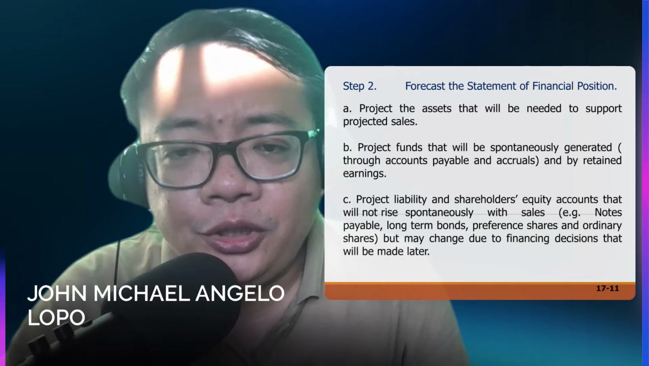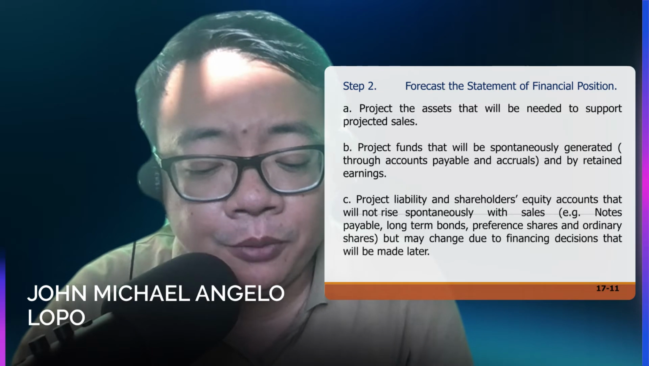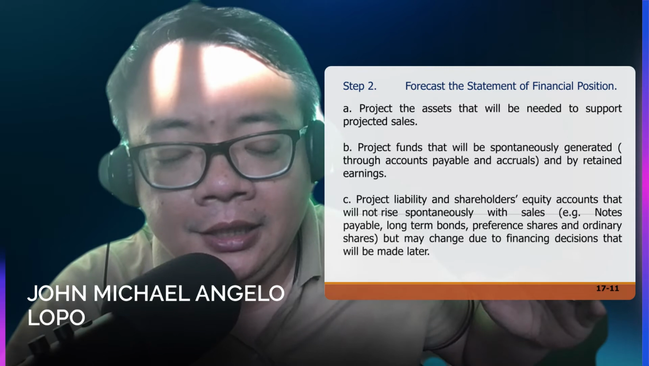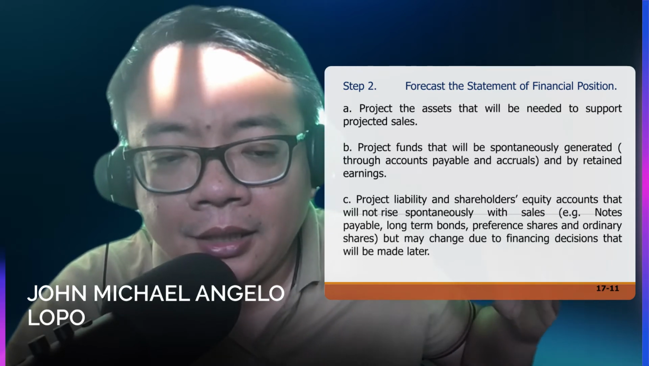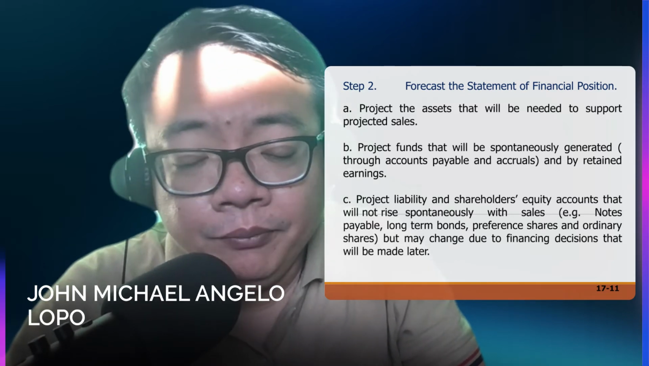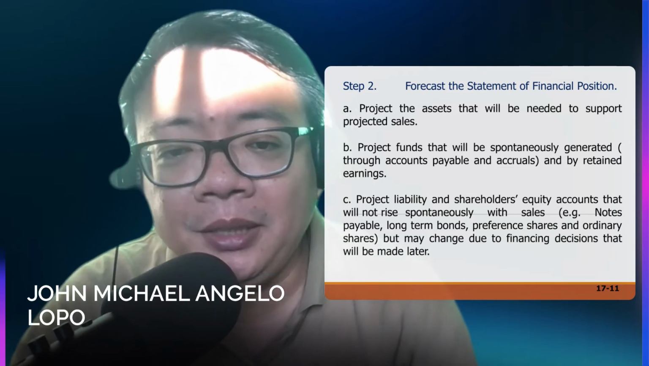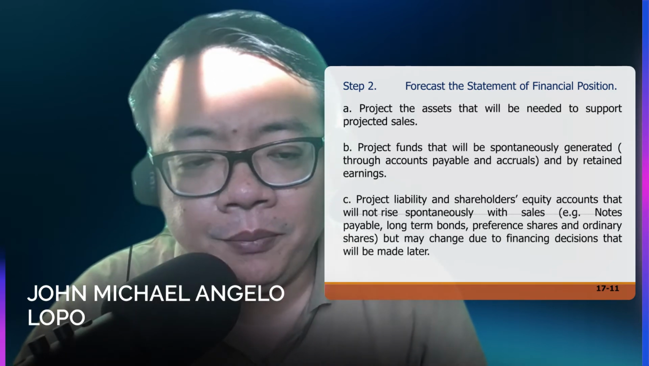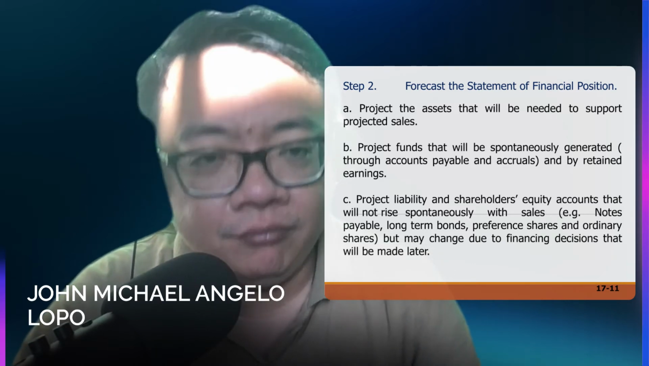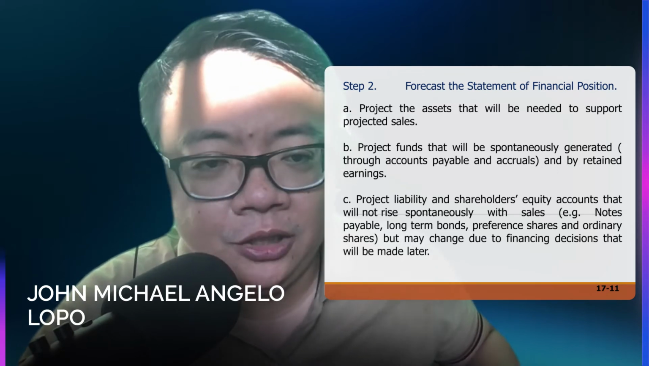And letter C, project liability and shareholders' equity account that will not rise. So, yung letter B is spontaneous assets, and letter C is non-spontaneous assets, liabilities, and equity. Okay. Sir, sinasabi po ba yan na spontaneous sila or non-spontaneous? The answer is yes. Sinasabi naman nila, don't worry. The problem will state or will inform you that it is a spontaneous asset or non-spontaneous asset. Okay.